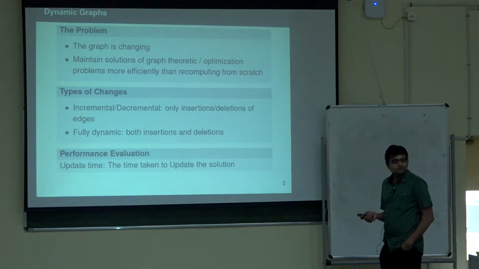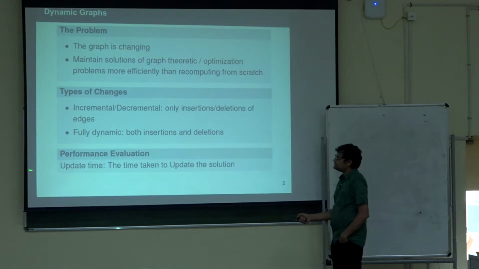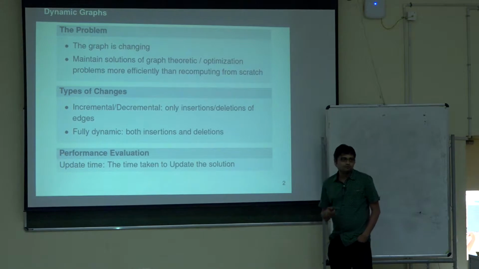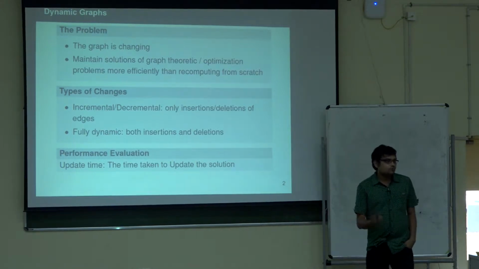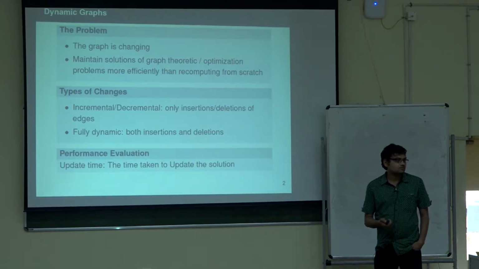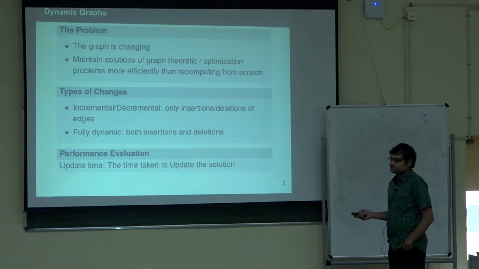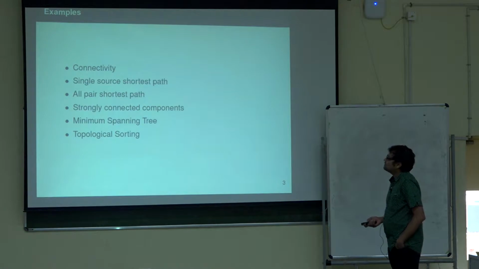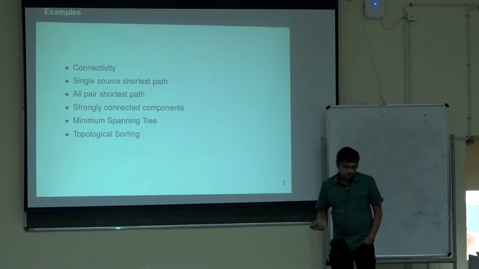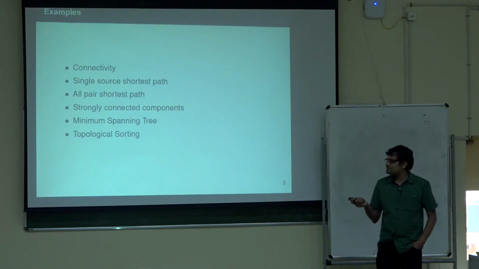And how do you judge your algorithm? Well, it's normally judged based on the update time. So after I have made a change, how much time do you take to update your solution? Okay, so this is about dynamic graphs. And there have been a lot of problems in dynamic graphs. I have listed some of them.